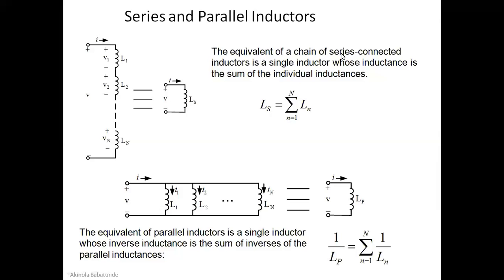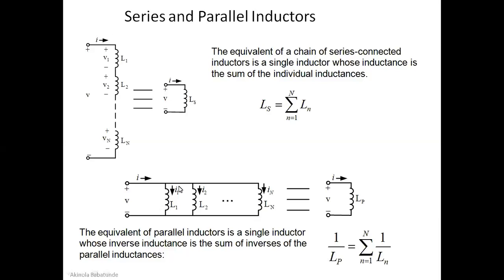The equivalent of a chain of series connected inductors is a single inductor whose inductance is the sum of all the individual inductances. So what you see here is we have different inductors, L1, L2, L3, L4, right down to the last one, Ln. To find the total inductance, it is going to be one single inductance, which is the sum of all the inductances. So Ls would be L1 plus L2 plus L3 right up to Ln.